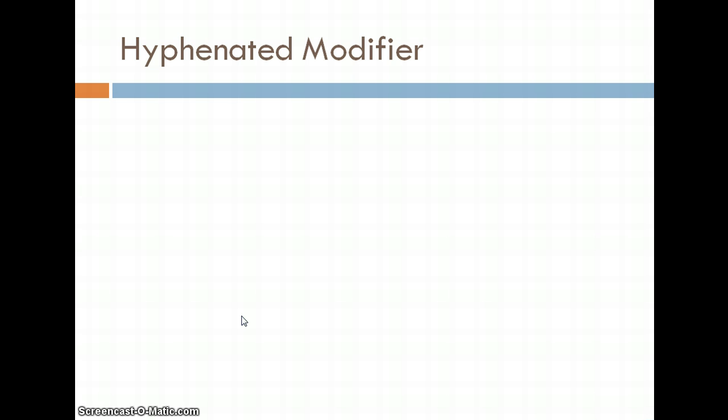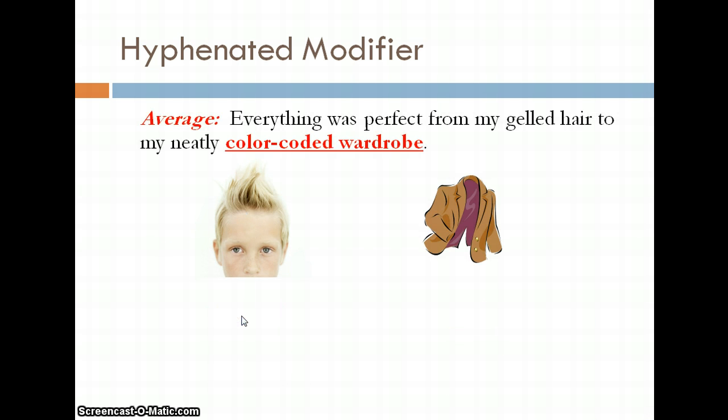I have a student example for you of a sentence that was written last year. It's an average sentence. Everything was perfect from my gelled hair to my neatly color-coded wardrobe. There's nothing grammatically wrong with this sentence. It even includes a little bit of detail. But when we went through the revision process and I worked with this student, we decided that a hyphenated modifier would better describe just how meticulously he put together his wardrobe. And this is what he came up with.